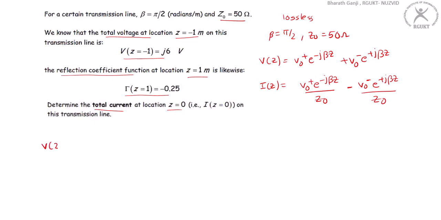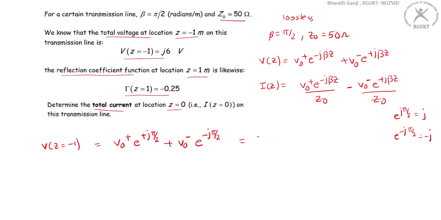So what is V at z equal to -1? If I put z equal to -1 in this equation, I get V naught plus times e power plus j beta, because if I put z equal to -1 I get plus j beta, plus V naught minus times e power minus j beta. But beta is given as pi by 2. So if I replace beta with pi by 2, e power j pi by 2 is j and e power minus j pi by 2 is minus j, right?